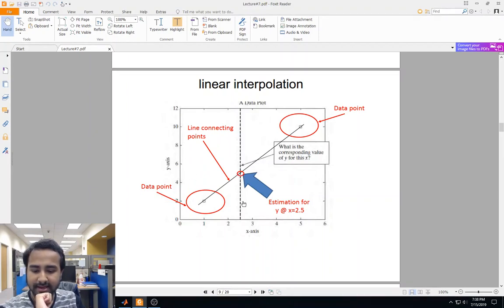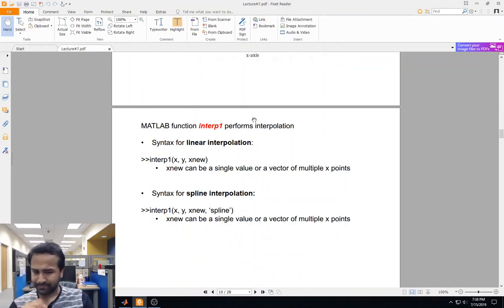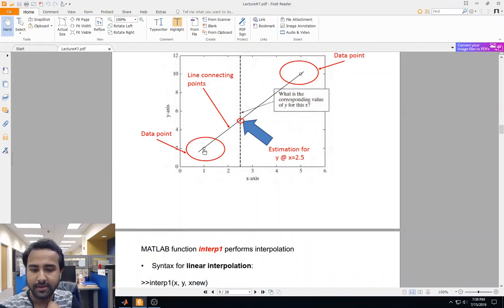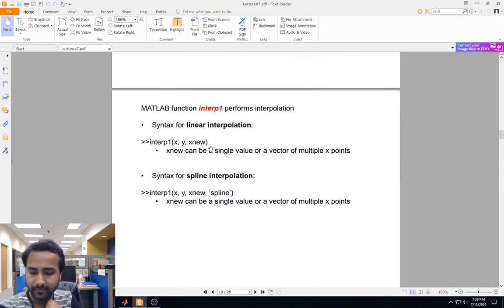So in this case, at x equals 2.5, it looks like y is about 5, and so that's what your linear interpolation will lead you to suspect. In Matlab, you can use what's called the interp1 function. It's a function where you give it one vector and another vector, so it's XY data, and then you give it a value that you want to interpolate. So in this case, you would have given it the XY data points of these two spots, and then asked it for this x new, this 2.5, and it would have spit out about 5 for you.